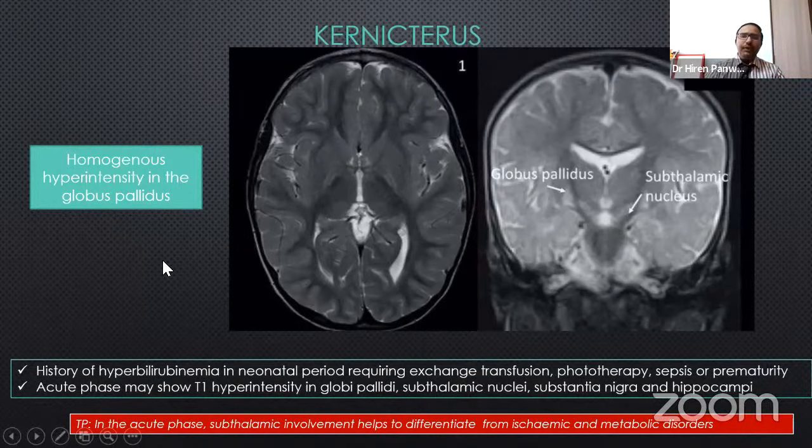In kernicterus, the acute changes can have T1 hyperintensity in those areas, and they can show restricted diffusion in the acute stage, but in the later stage, they can have atrophy of those areas and residual globus pallidus hyperintensity.